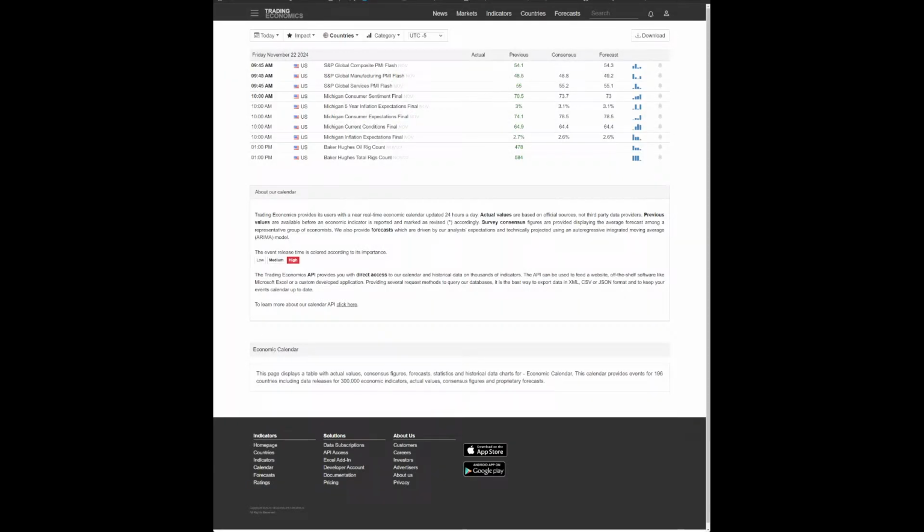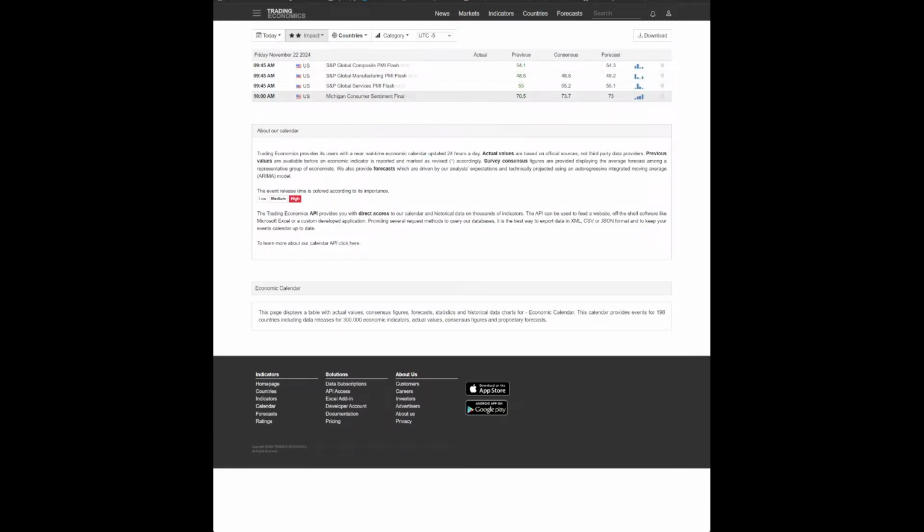So we have S&P Global Composite PMI, Manufacturing PMI, Services PMI at 9:45. Okay, so if I don't see something at 9:35, I'm probably not trading until after 10, because at 10 we have Michigan consumer sentiment. Okay, so that tends to move markets. Expecting consensus of 73.7, previous 70.5. So yeah, I'm probably going to stay away until this noise settles.